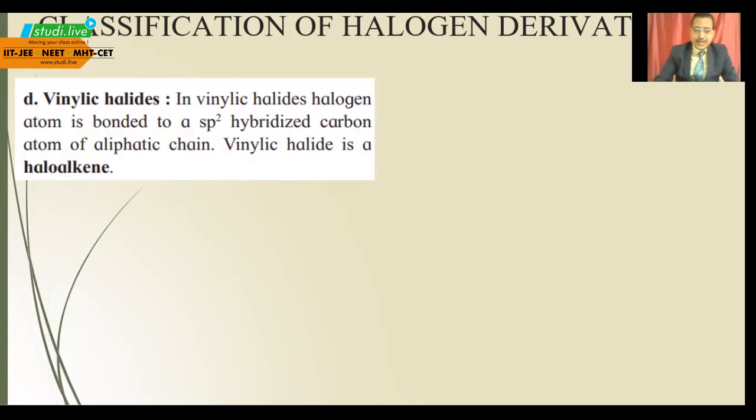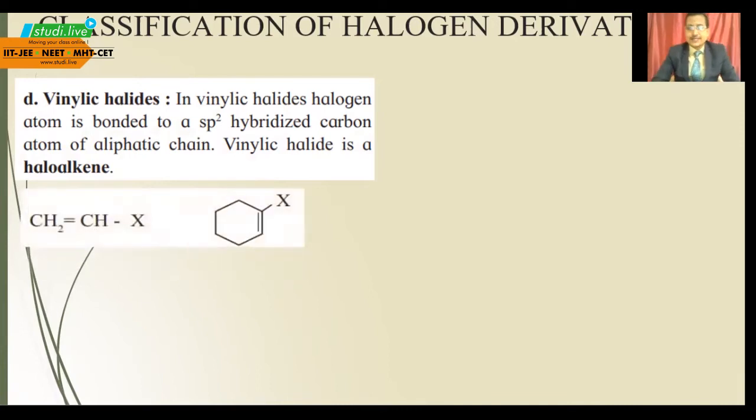So in vinylic halide, now the type of hybridization changes. यहाँ पे देखो जरा ध्यान से, क्या दिख रहा है आपको? sp2 hybridized दिख रहा है, राइट? Previously it was sp3 hybridized. अब ध्यान से देखेंगे, what are we seeing here? We are seeing here sp2 hybridized. So this is sp2 hybridized. So in vinylic halide, halogen atom is bonded to sp2 hybridized carbon atom of aliphatic chain.